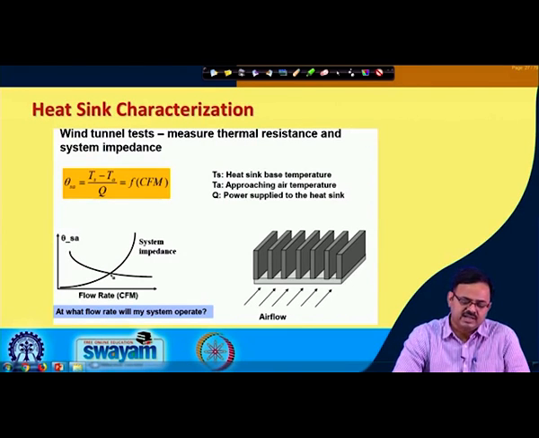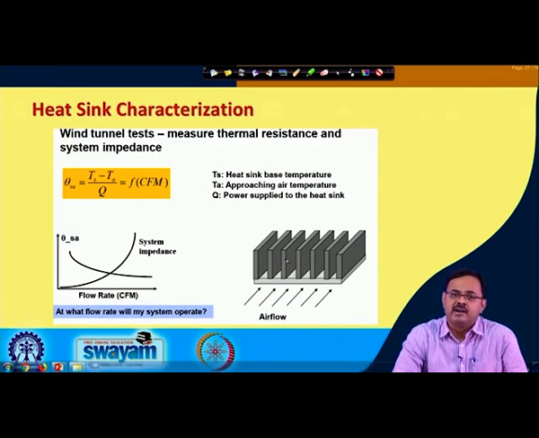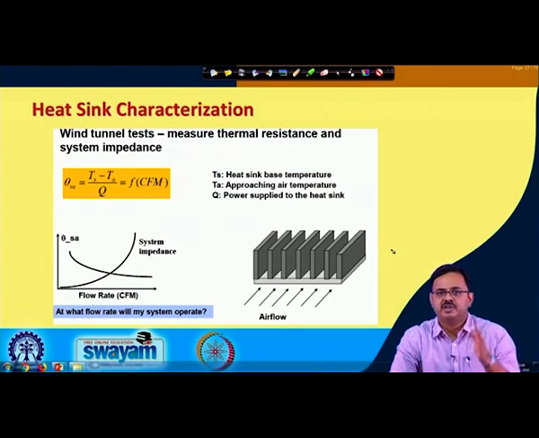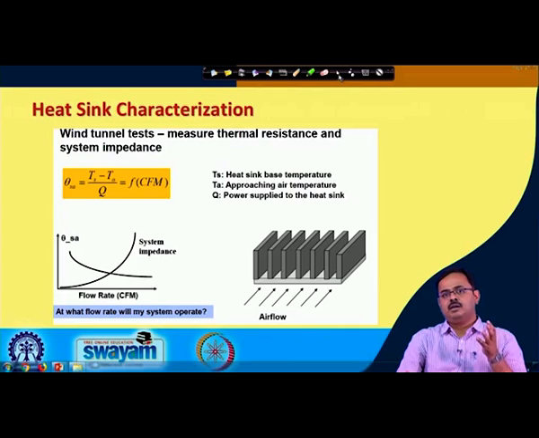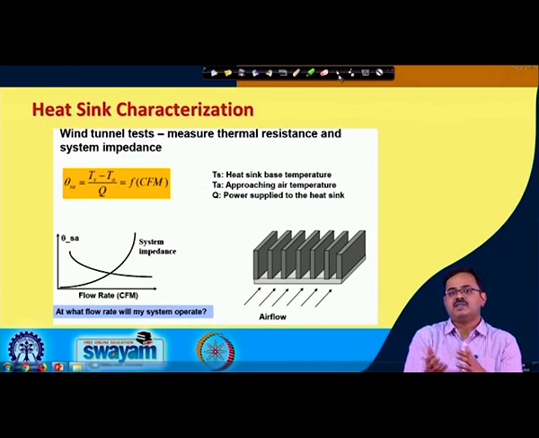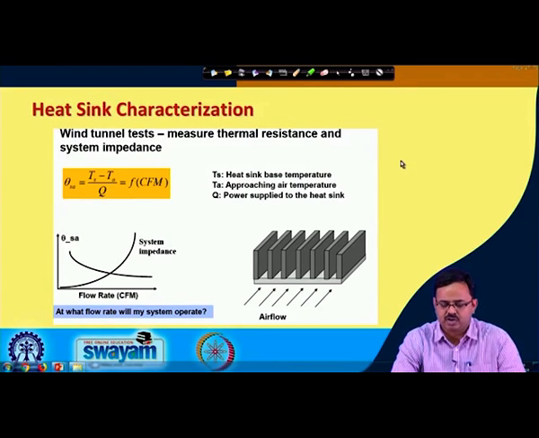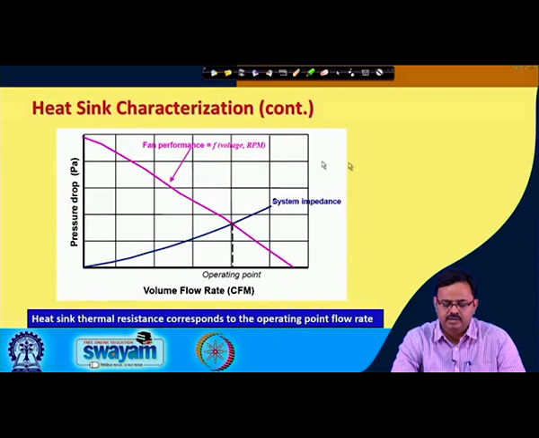Okay. So, then the question is that if I use a fan and a heat sink, and a fan is characterized by something called a fan characteristic curve, which gives you the rise in pressure, which is what a fan is supposed to do, to pressurize the air or the gas, as a function of flow rate. So, the question is, if I use this fan with a heat sink which has its own impedance curve, what is the flow rate at which this combination is going to operate? And that is where we saw that it is going to operate over here.